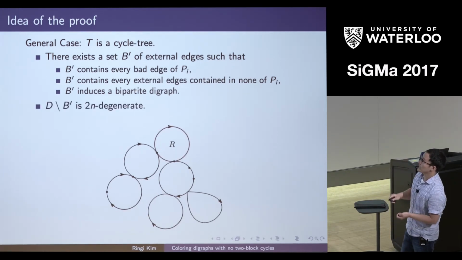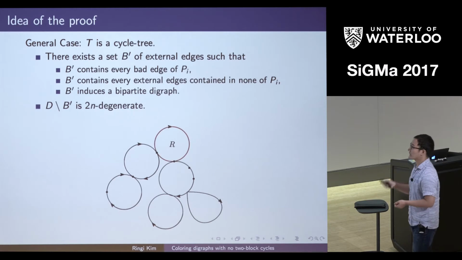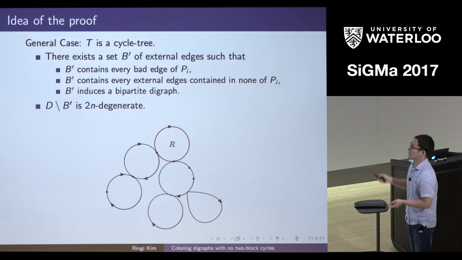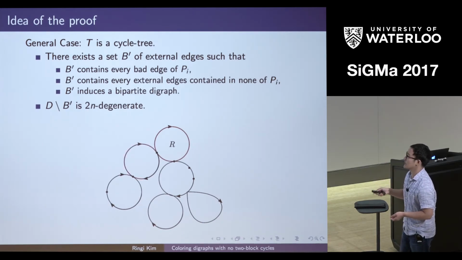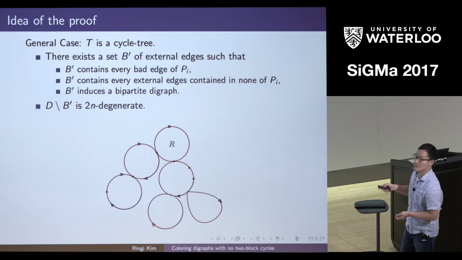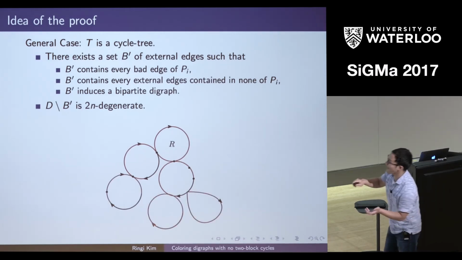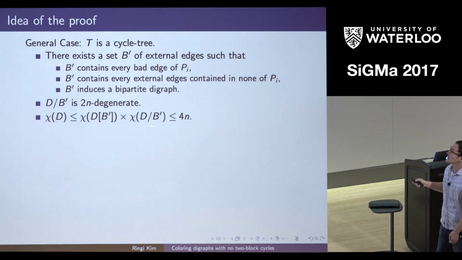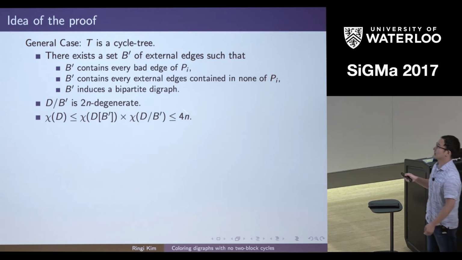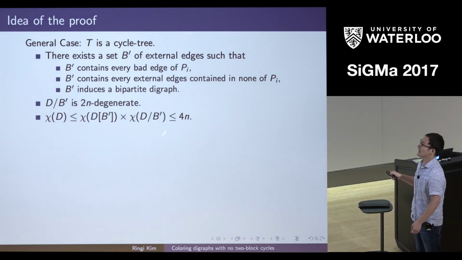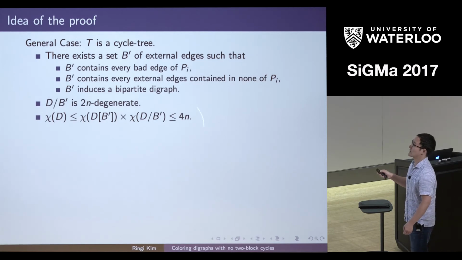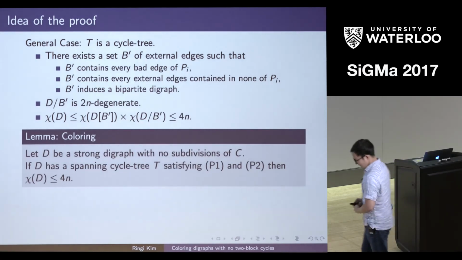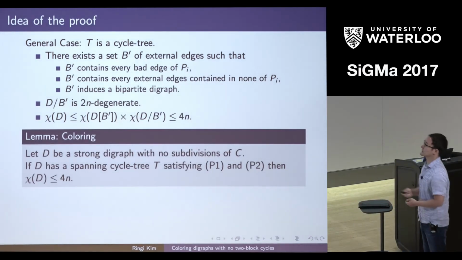So if we remove B prime from D, then we can color this digraph greedily. We start with coloring R, and then color this cycle, and then this cycle, and so on, because we removed every bad edge, if possible. And because B prime induces a bipartite digraph, its chromatic number is at most 2, and this chromatic number is at most 2n. So we have this bound. This is what we want to prove.